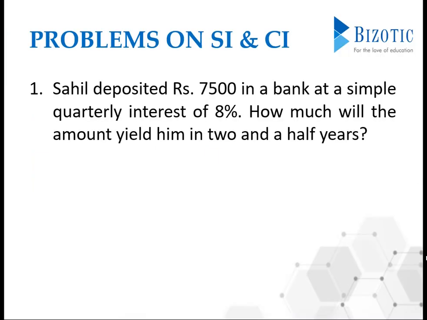Sahil deposited rupees 7,500 in a bank at a simple quarterly interest of 8%. How much will the amount yield him in 2.5 years? So this will be the principal amount. This is the rate of interest, and 2.5 years, how much money he'll get. We'll find out that. But there is a catch. What is that? Simple interest has been calculated quarterly, so you have to reduce that. That we will see in the solution.